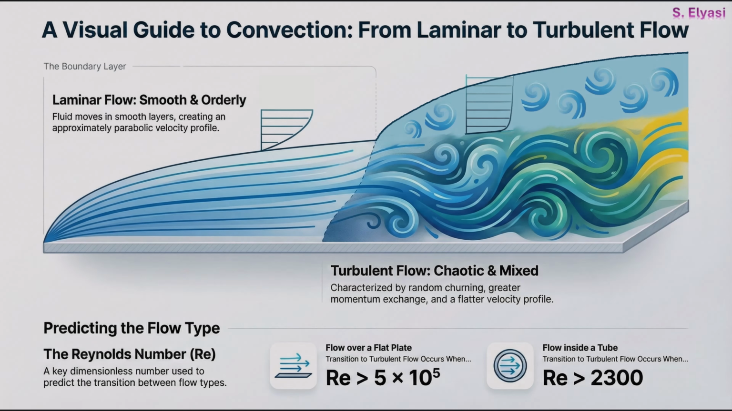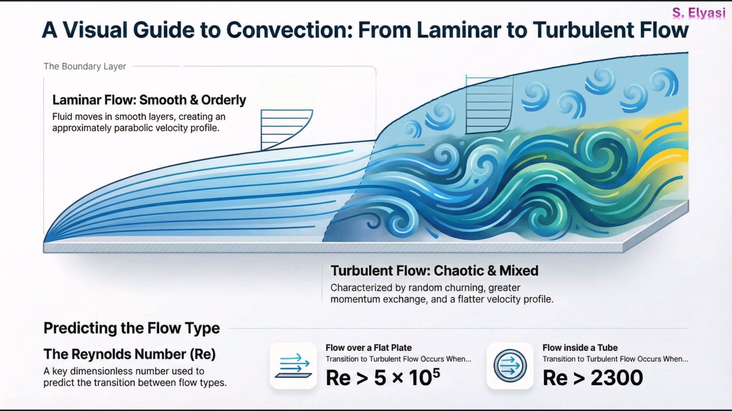The visual guide to convection and the transition from laminar to turbulent flow. We're diving into a really fundamental question in fluid dynamics. How do we know when a fluid's flow is going to go from smooth and predictable to, well, a complete chaotic mess? So let's break down the 3 key takeaways you need to understand this critical shift.